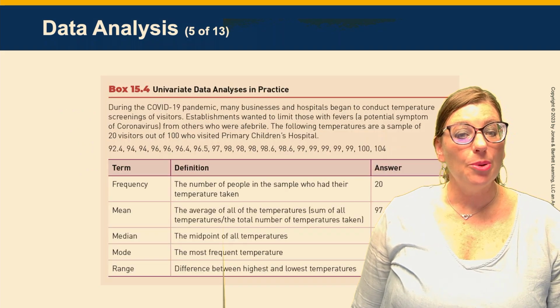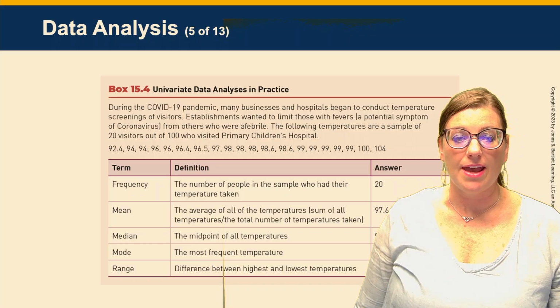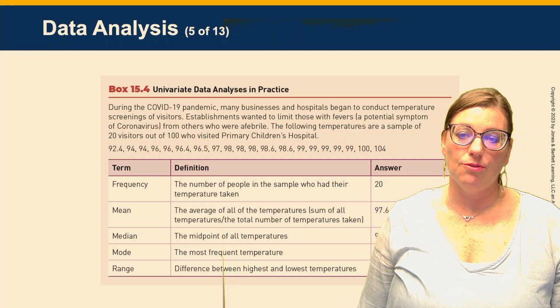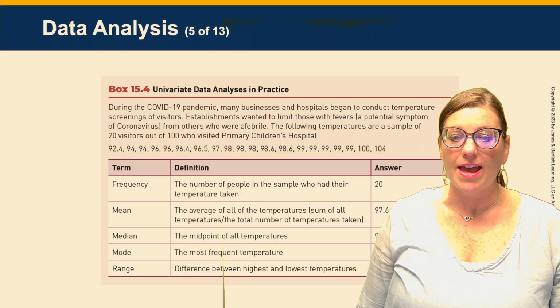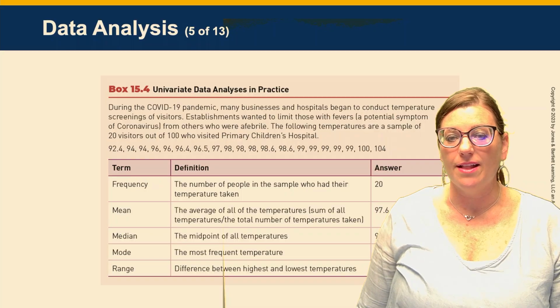This slide gives you a practical example of a univariate analysis using temperature data. It shows how we can calculate frequency, mean, median, mode, and range, each one telling us something slightly different about the data set. These are basic statistics and are foundational for more advanced analysis.